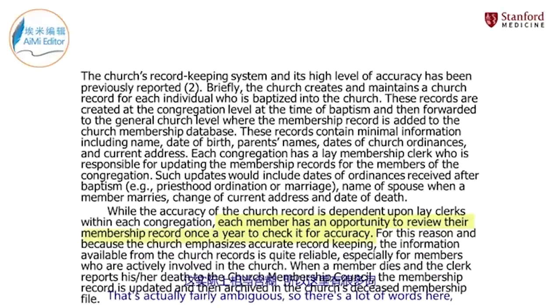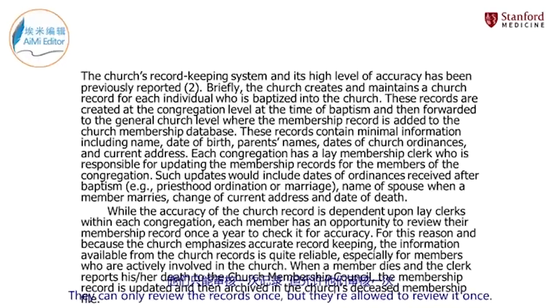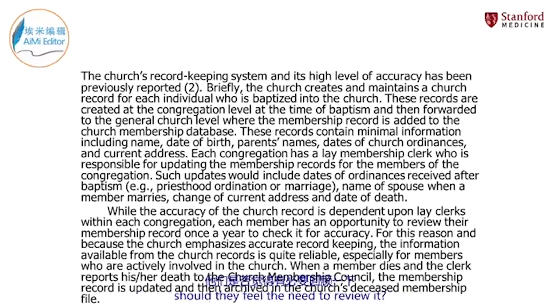That's actually fairly ambiguous. So there's a lot of words here, but with a great amount of ambiguity about what's actually happening. When you say they have an opportunity to review their membership, does that mean they have just one opportunity? They're limited? They can only review the records once, but they're allowed to review it once? Or does it mean that they're encouraged to review their records every year? Or is it more passive where they just could review it should they feel the need to? So there's a lot of ambiguity here, and adding all of these extra details and words doesn't help address any of that ambiguity. So I pared that down to a single sentence.